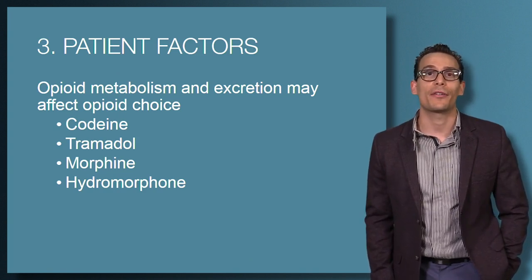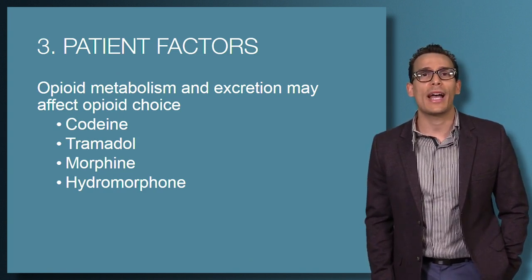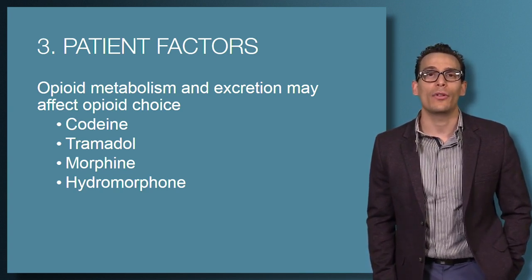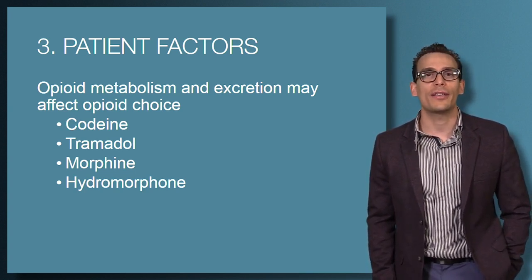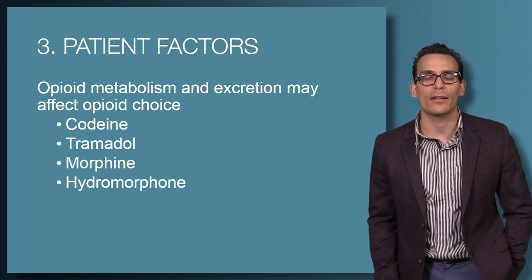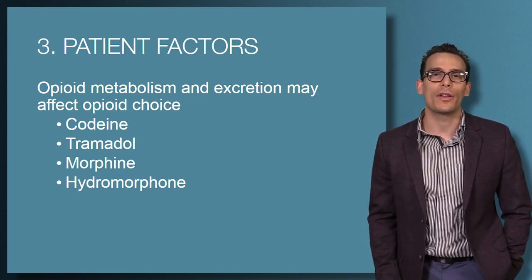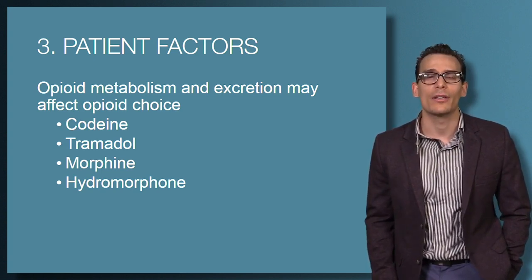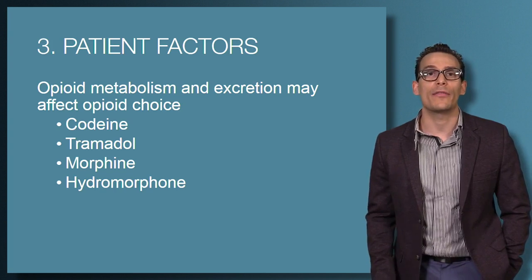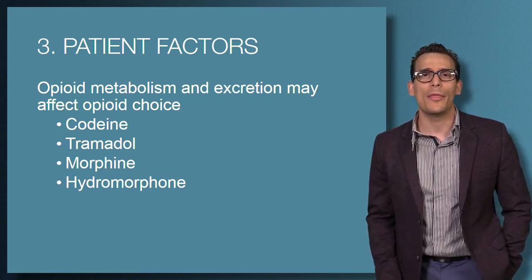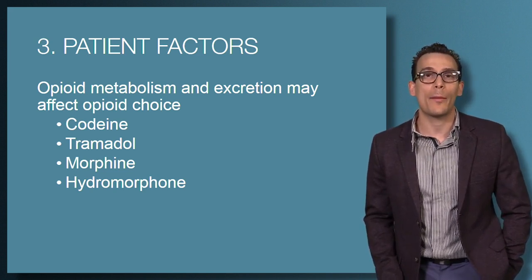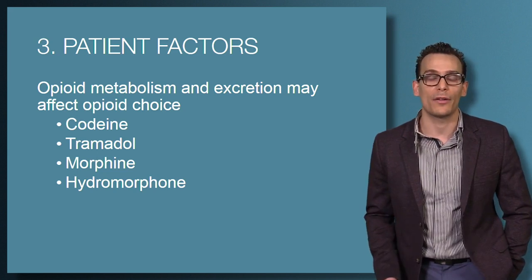The third variable to consider is patient factors, as opioid metabolism and excretion varies across the patient population. Codeine, for example, is a prodrug, meaning it is not until it is metabolized to morphine that it becomes active. Now, this enzyme that converts codeine to morphine is highly variable in the population in both activity and expression, with almost 10% of Caucasians not even expressing this enzyme. And there's also a subset of the population known as ultra-rapid metabolizers, which convert codeine to morphine quite rapidly, leading to increased morphine amounts.